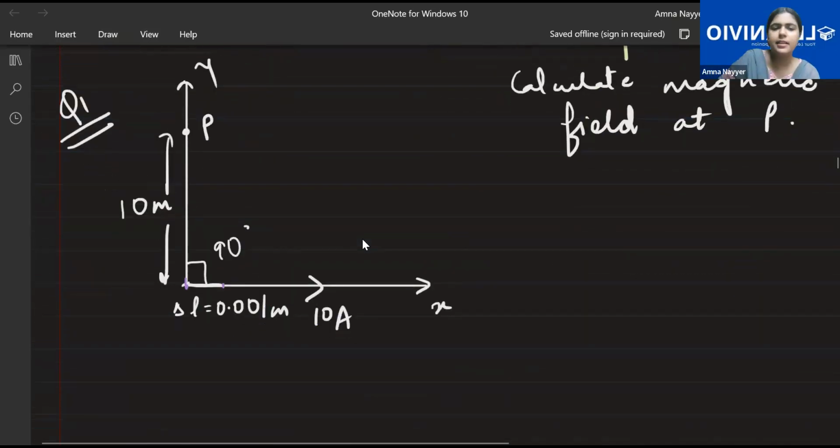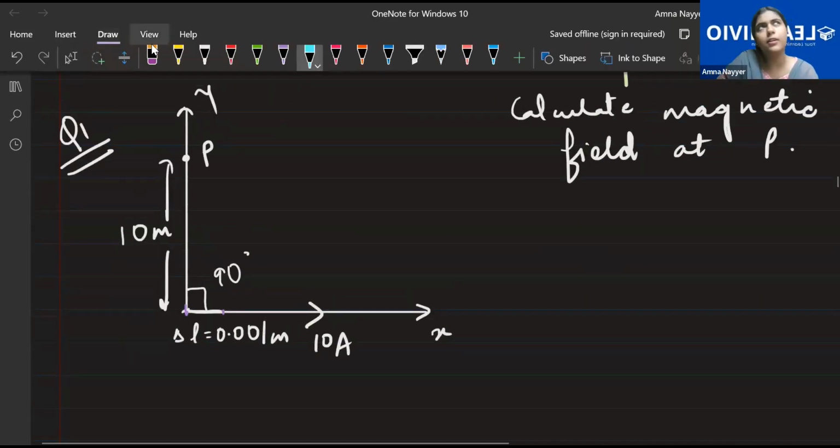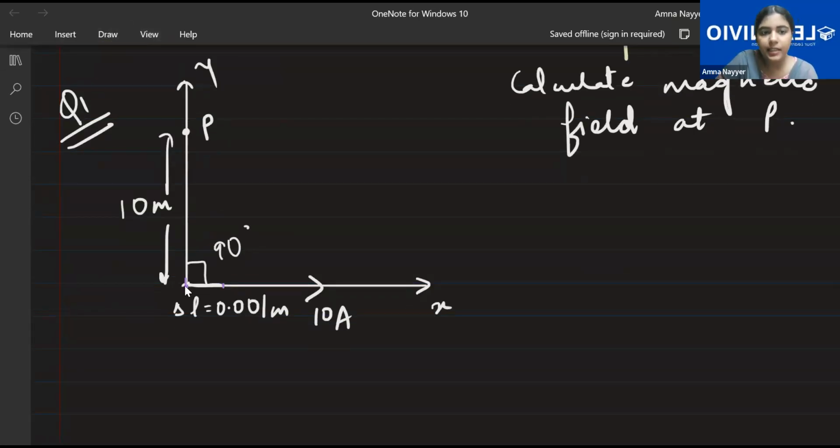Let's discuss a very easy question from your solved examples of NCERT. Look, this says that you have to calculate the magnetic field at this P point. Here is your P point. For those who are relocating it, this is the P point. Now see, this is separated from the origin by 10 meters. And the small length that is given is 0.001 meter.